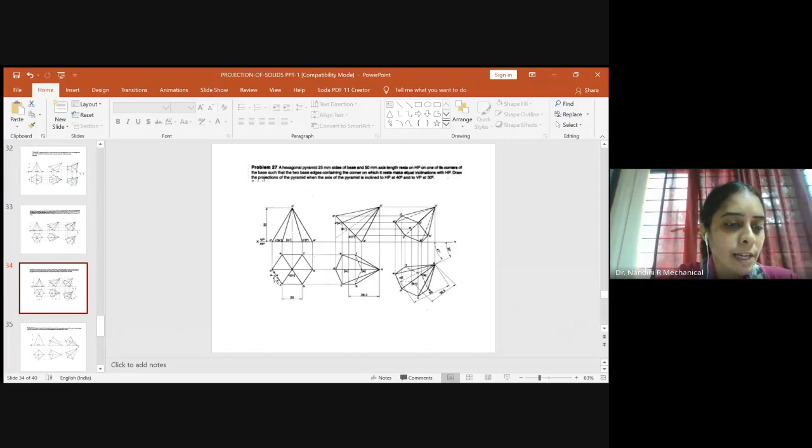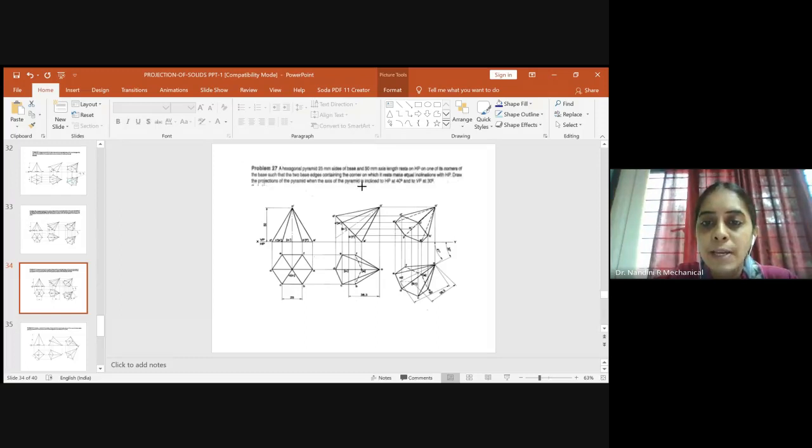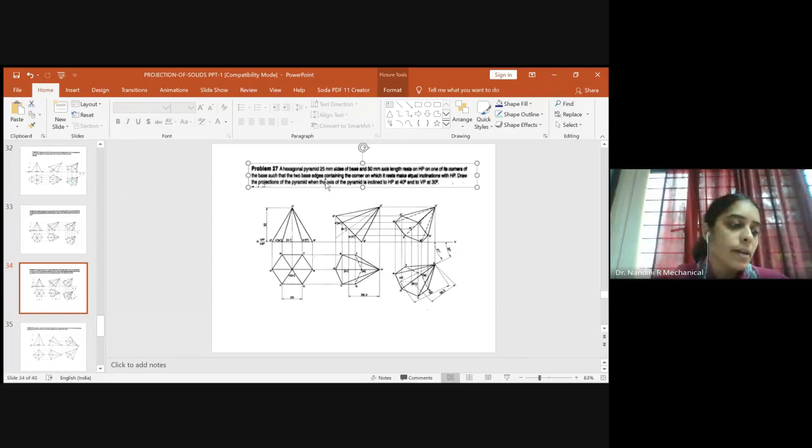Okay, so let us do the last problem for the day. It is a hexagonal pyramid of 25 mm side of base and 50 mm axis, the same dimensions, right? But how is it resting? It is resting on one of its corner. So when it is told the given hexagonal pyramid is resting on one of its corner, if this is our horizontal and vertical plane, you have to place the given pyramid in such a way that you are positioning the corner towards your right.